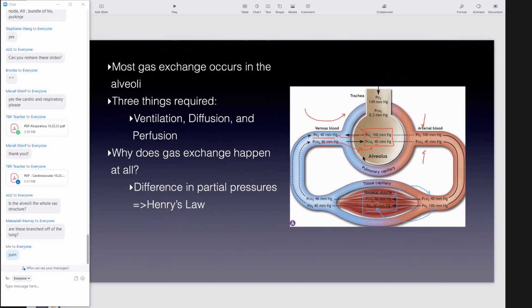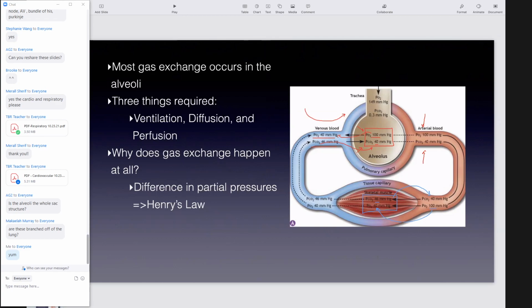So ventilation is the mechanical breathing in air, breathing out air. Diffusion is the gas exchange across the alveolus surface and from the capillaries to the tissues. And then perfusion is the blood flow throughout the body. So to get gas exchange to occur throughout the body, you need all three. You need ventilation, diffusion, and perfusion.